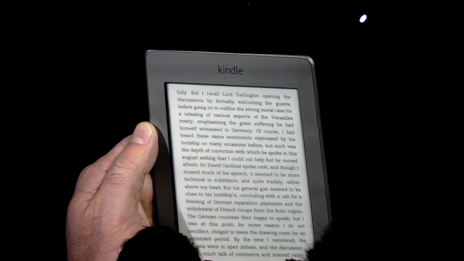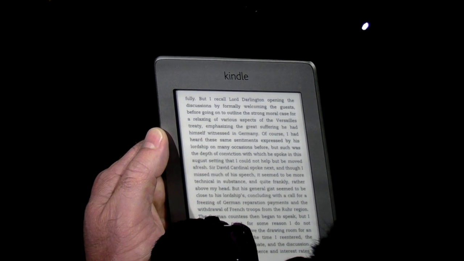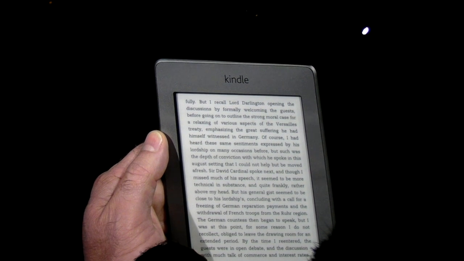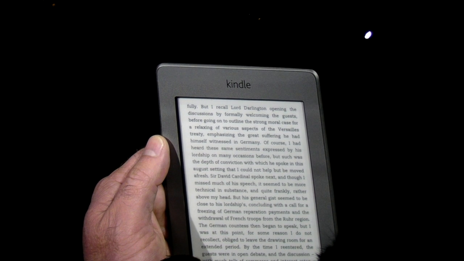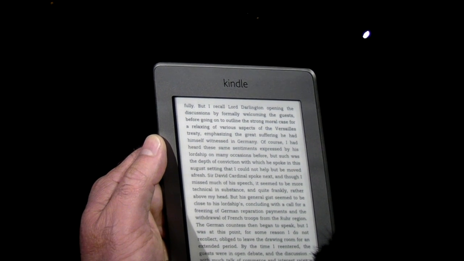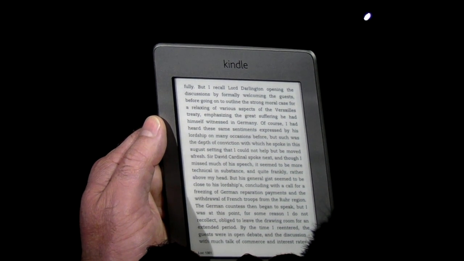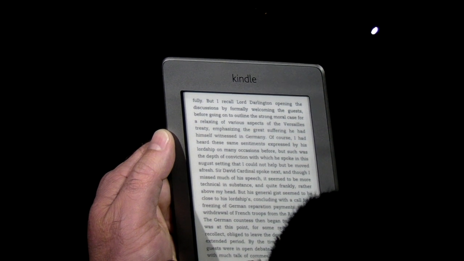I'm in the middle of Remains of the Day here. One of my favorite books. And any of you who've used Kindles know that one of the great features of a Kindle is that you can look up the definition of words very easily. And when you reduce friction, make something easy, people do more of it.